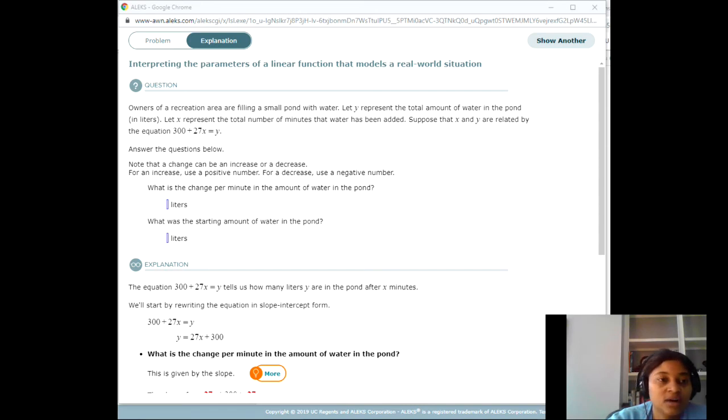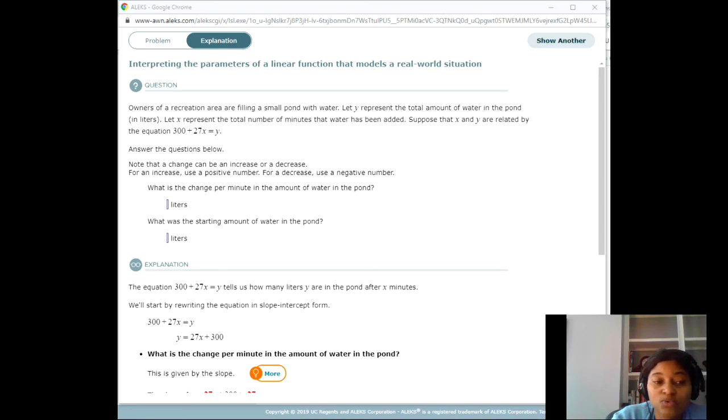Owners of a recreation area are filling a pond with water. Let Y represent the total amount of water in the pond in liters. Okay, so make sure you write that out. I simply wrote Y equals total water. Then it says let X represent the total number of minutes that the water was added. So I wrote X equals minutes that the water was added. Suppose that X and Y are related by the equation 300 + 2x = y.